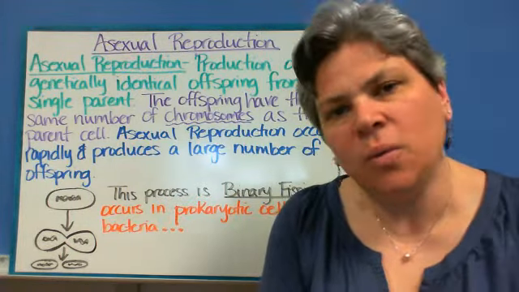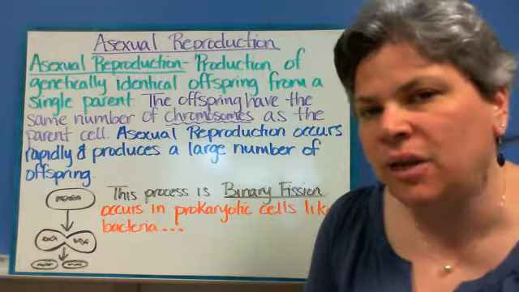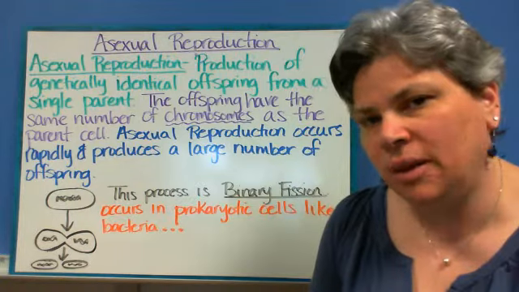The offspring have the same number of chromosomes as the parent cell. They are, remember, completely identical on every level. Asexual reproduction occurs rapidly and produces a large number of offspring. Generally speaking, if I asked you for an example, you would tell me bacteria are an example of an organism that undergoes asexual reproduction. And you're right. If we start with one bacteria right now today, in 24 hours we have 1 million bacteria. It happens very, very quickly and in a relatively short amount of time.